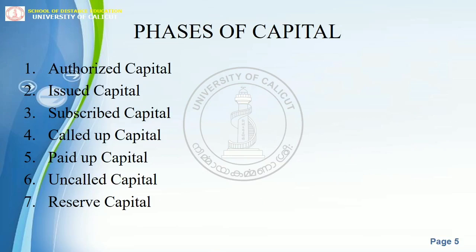Now let's look into the different phases of capital. Authorized capital is the share capital amount that has been authorized by the company's memorandum of association. Issued capital is the share capital amount that a company issues, and subscribed capital is the amount of share capital that the public subscribes. Called up is the actual share capital that a company calls upon, that is, it is called upon from subscribed capital. And paid up is the amount of share capital that the shareholders actually pay from the called up capital. And uncalled is that which has not been called yet, which is still to be called upon and paid.